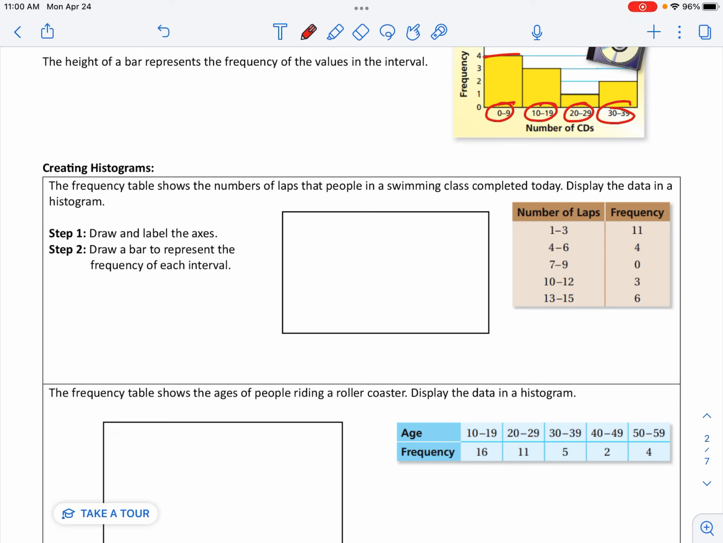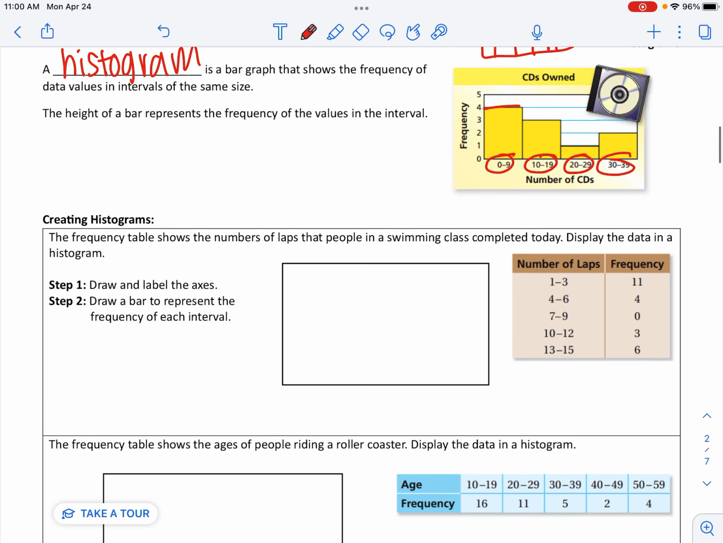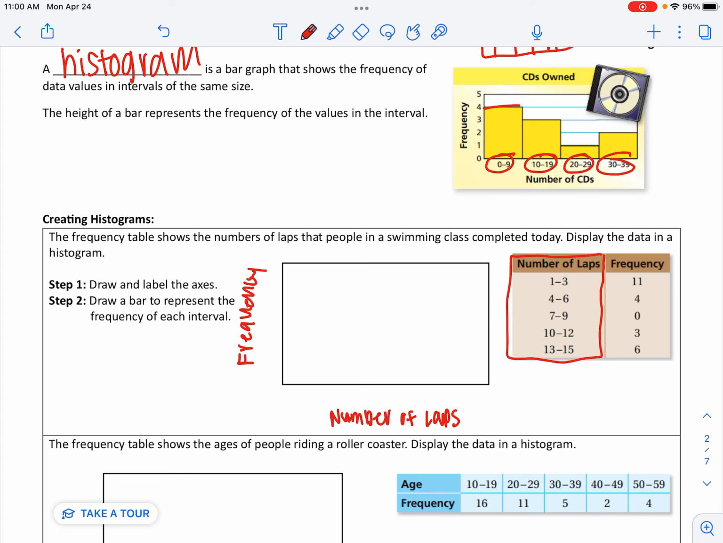And we're going to display the data in a histogram. So these are the number of laps that people swam. Okay? So first we have to draw and label the axes. So on the left, it's going to say frequency. And then on the bottom, we're going to have number of laps.